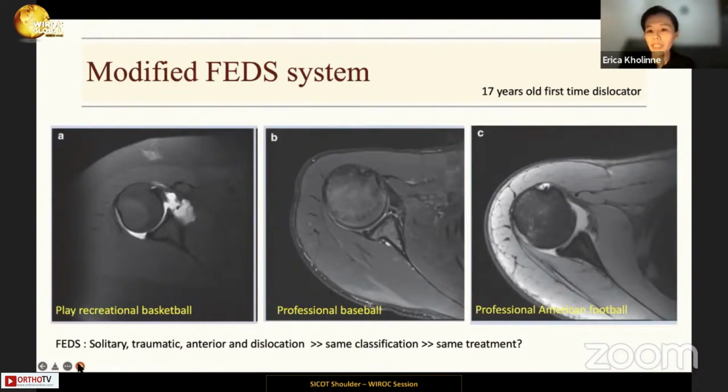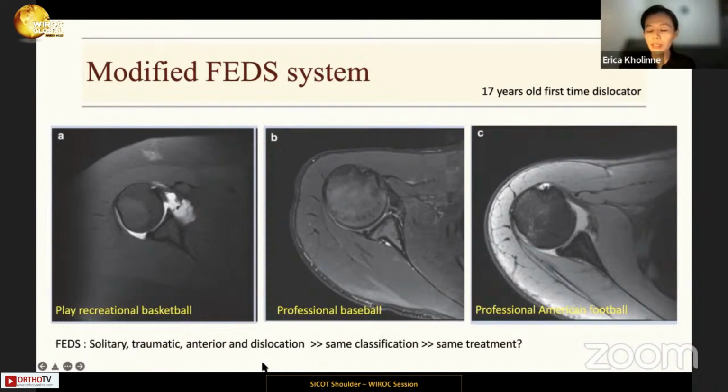So while it is extremely useful and easy to utilize, the classification does not really direct us to the appropriate treatment. So this is the MRI of 3 different patients of the same age, 17 years old, suffering from a first-time dislocation that was able to be reduced at the first trial. The first patient is not a professional athlete. The second and third patients are professional athletes.